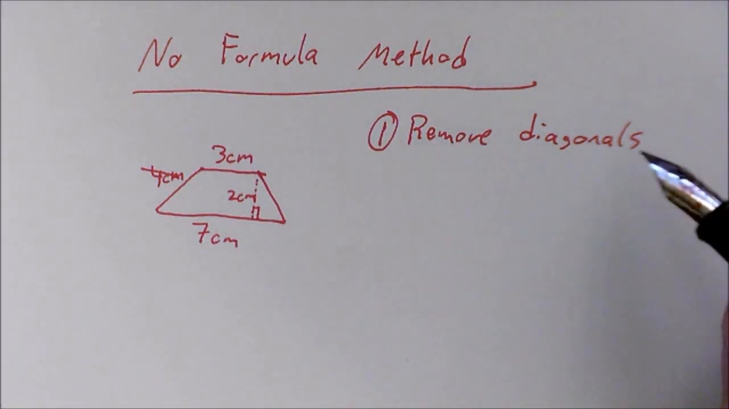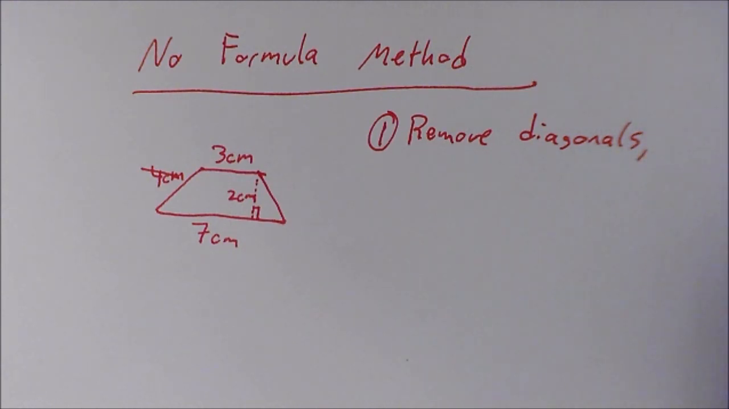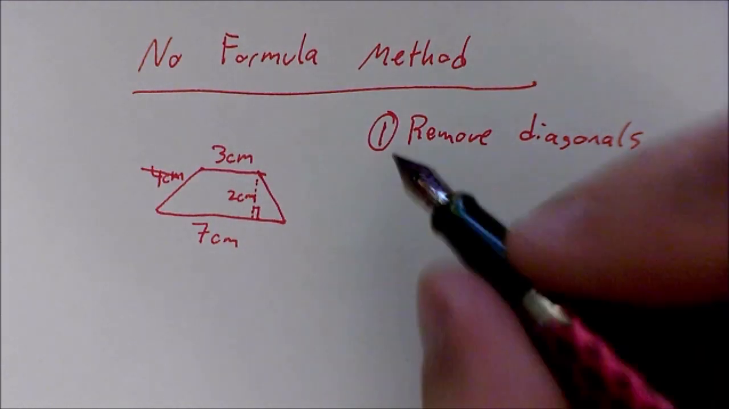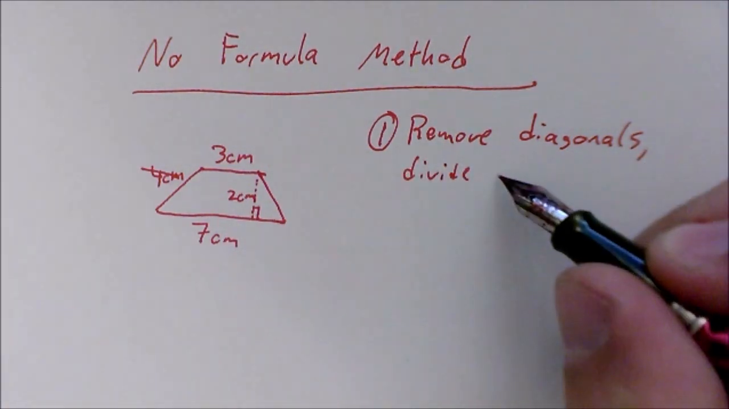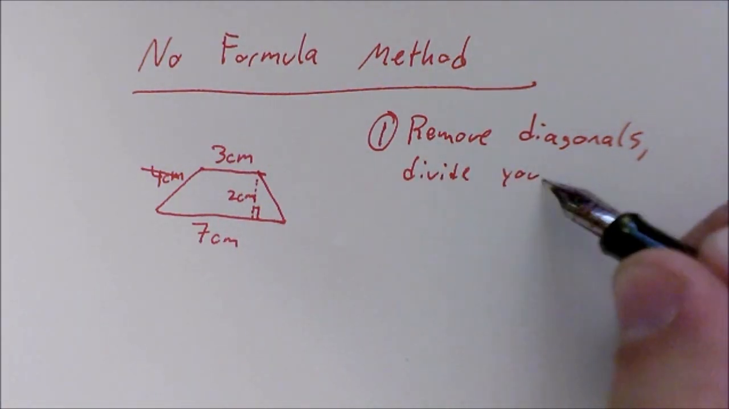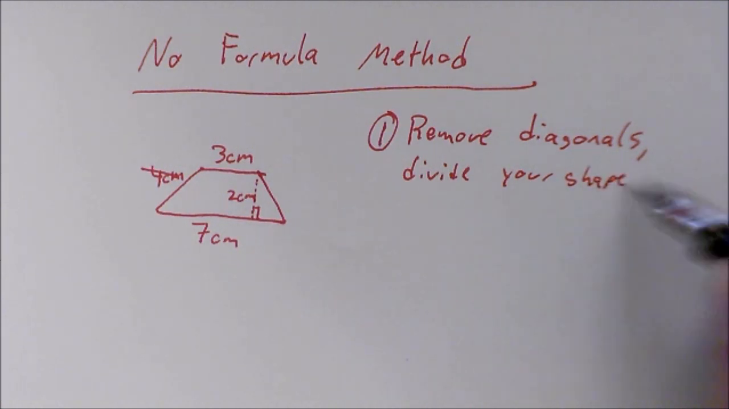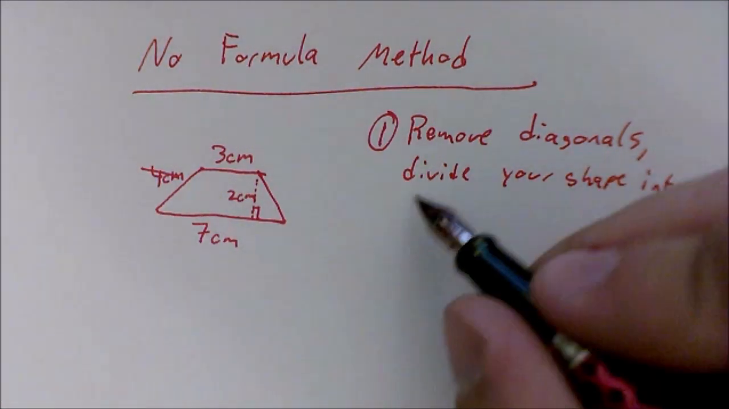This is still true that we will not use our diagonal lines in order to find area. As part of step 1, as soon as you are done finding diagonals and removing them, you will have to divide your shape into 2 triangles.